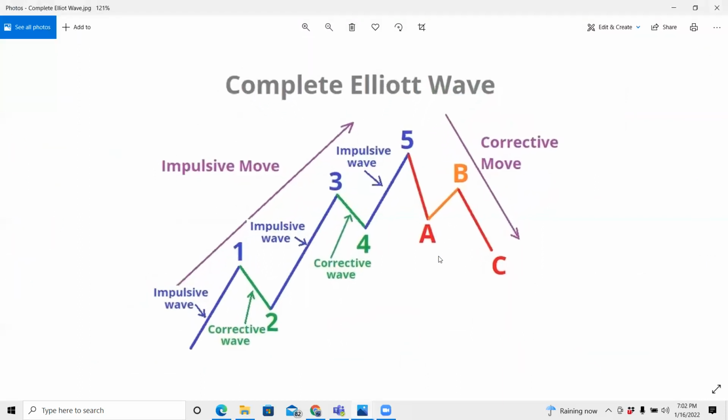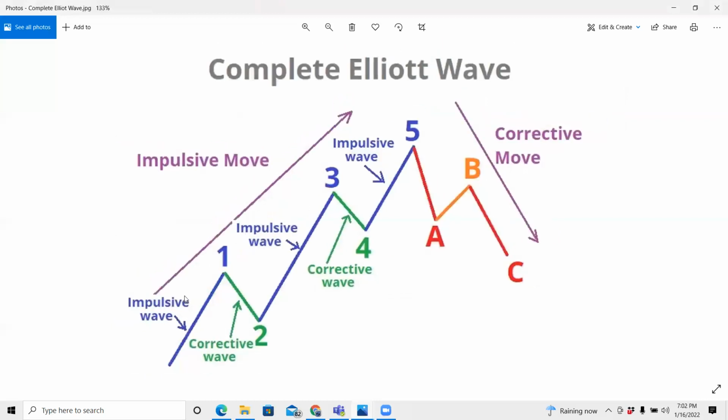So typically this is a complete Elliott wave. Like I said before, we have the impulse move. We have the correction. We have the impulse move. We have the correction. We have the impulse move, and then we have the A, B, C correction again, okay? This is a complete Elliott wave, okay?